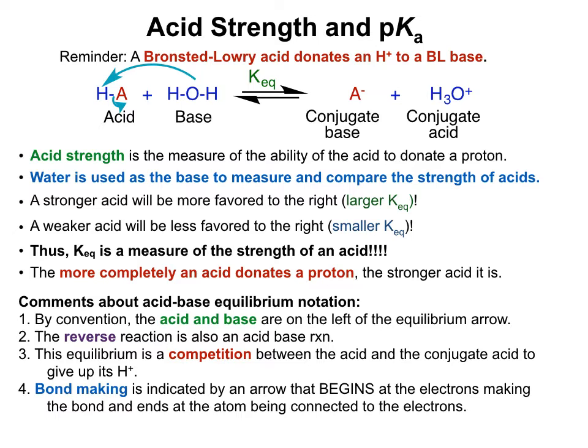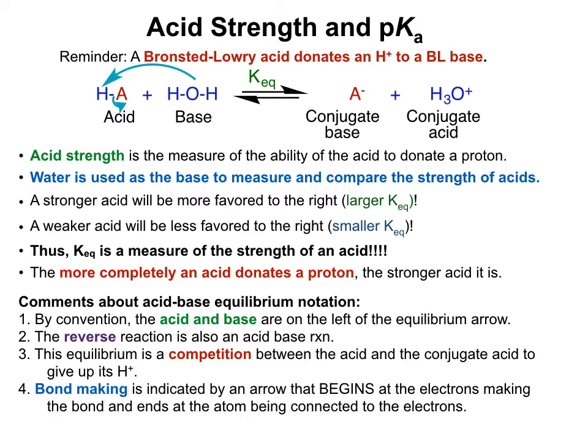If we do this, we can think about this as a competition. The HA is trying to give up its proton to go to A-, and the H3O+ is trying to give up a proton to go to water. And the stronger acid will win out. So if HA is a stronger acid than H3O+, we're going to have mostly A-. HA will have donated its proton because it's a stronger acid.